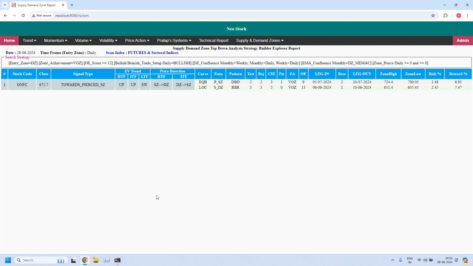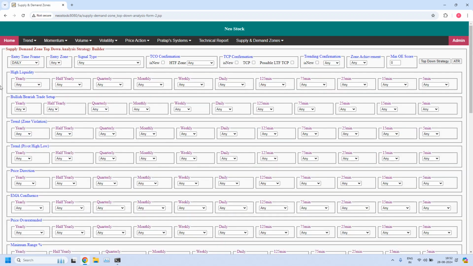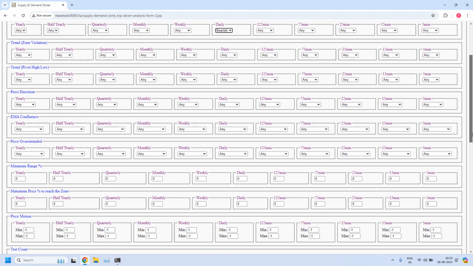So this is about the monthly income trade bullish trade setup. Next, the monthly income trade bearish trade setup. Entry time frame is daily, entry zone is supply zone. In bullish or bearish trade setup at daily, I am selecting bearish.